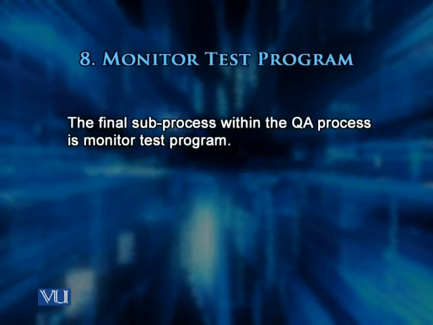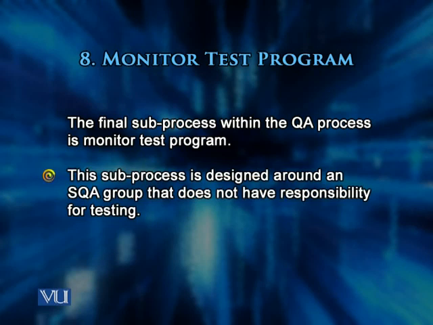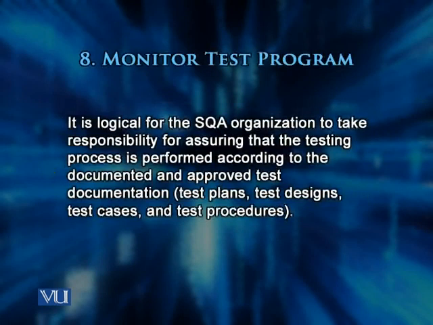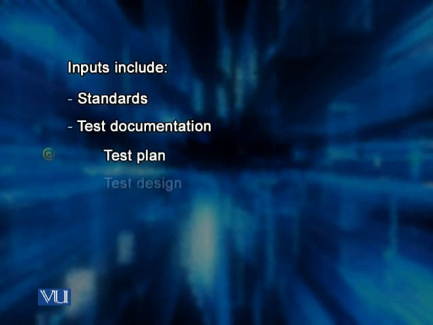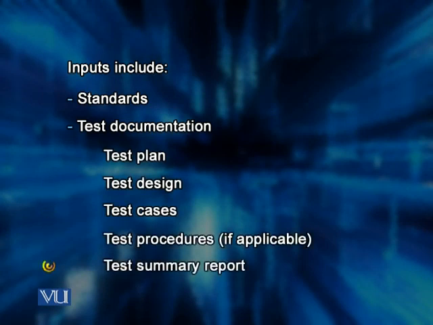The 8th sub-process in the SQA process model is monitor test program. The final sub-process is designed around an SQA group that does not have responsibility for testing. It is logical for the SQA organization to take responsibility for assuring that the testing process is performed according to the documented and approved test documentation, which includes test plans, test designs, test cases, and test procedures. The inputs of this process are standards and test documentation, which consists of test plans, test design, test cases, test procedures, and test summary reports. It also takes test output data as input and test process as input.